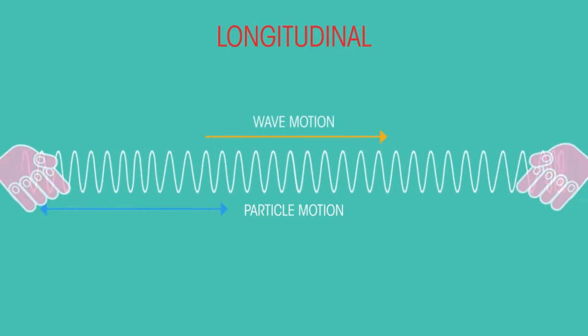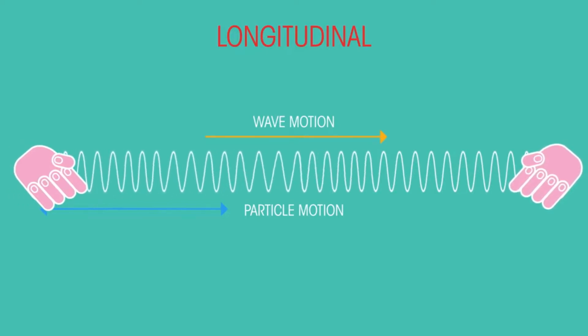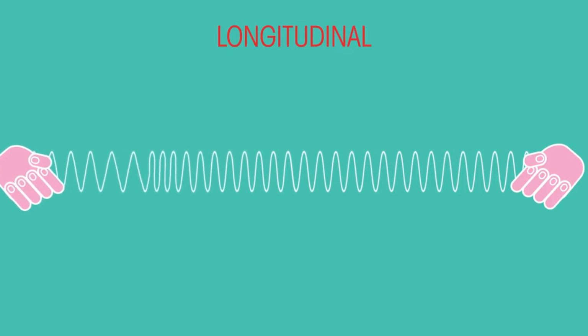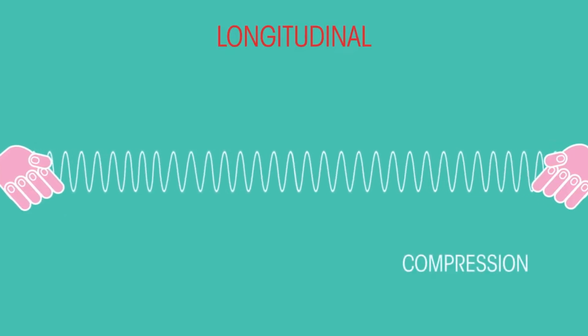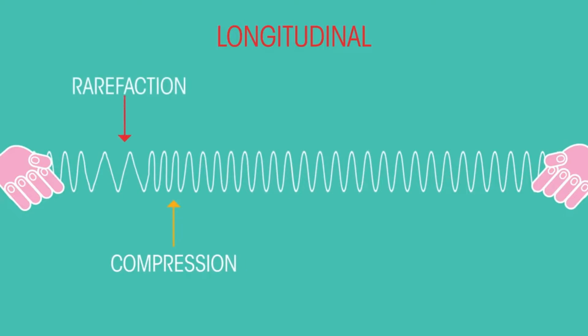Notice that the ends of the slinky don't ever leave the hands holding them. It's only the energy that travels. The places where the coils or particles are bunched together are called compressions. Where they are furthest apart are called rarefactions. An example of longitudinal waves is sound.